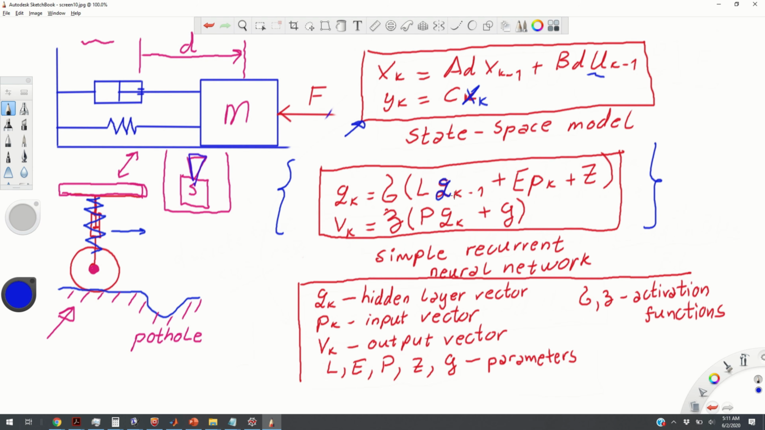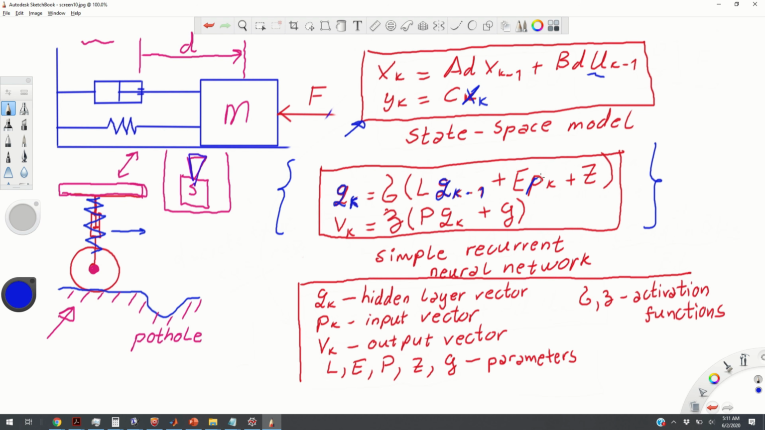So this qk and qk minus 1 in the neural network community are called hidden layer vectors. These are hidden layer vectors. However, don't they resemble the state of a dynamical system? In some sense, they resemble.